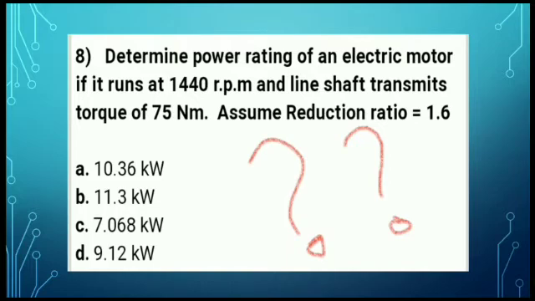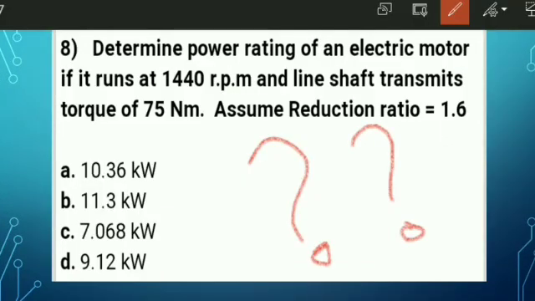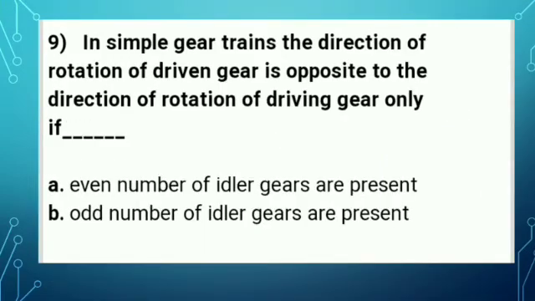So in that case, every day we will give you one question which you have to do on your own. Question number 8: determine the power rating of an electric motor if it runs at 1440 rpm and the line shaft transmits a torque of 75 Newton meter. Assume a reduction ratio of 1.6. I will give you the answer, 7.068, but you have to do it on your own. Next question, question number 9.